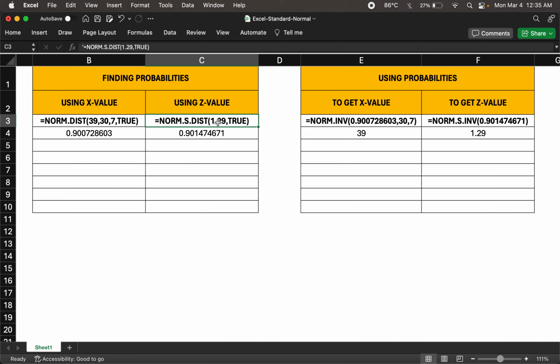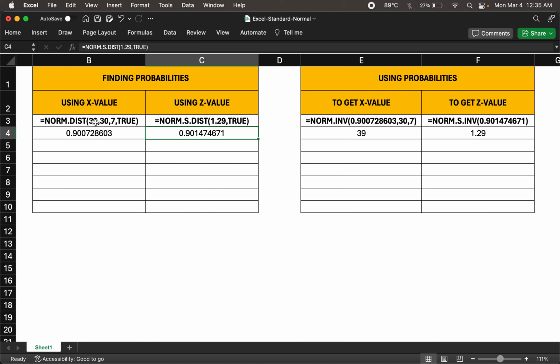And since it is rounded off, the probability that turns out to be is 0.90. It's slightly different in the third decimal place, but at least up to 2 decimal places they are the same. And they should be the same. It's just the two formulas are different. Notice this on the right hand side has NORM.S.DIST. It's for the standard normal, and it uses the z value to calculate probabilities.